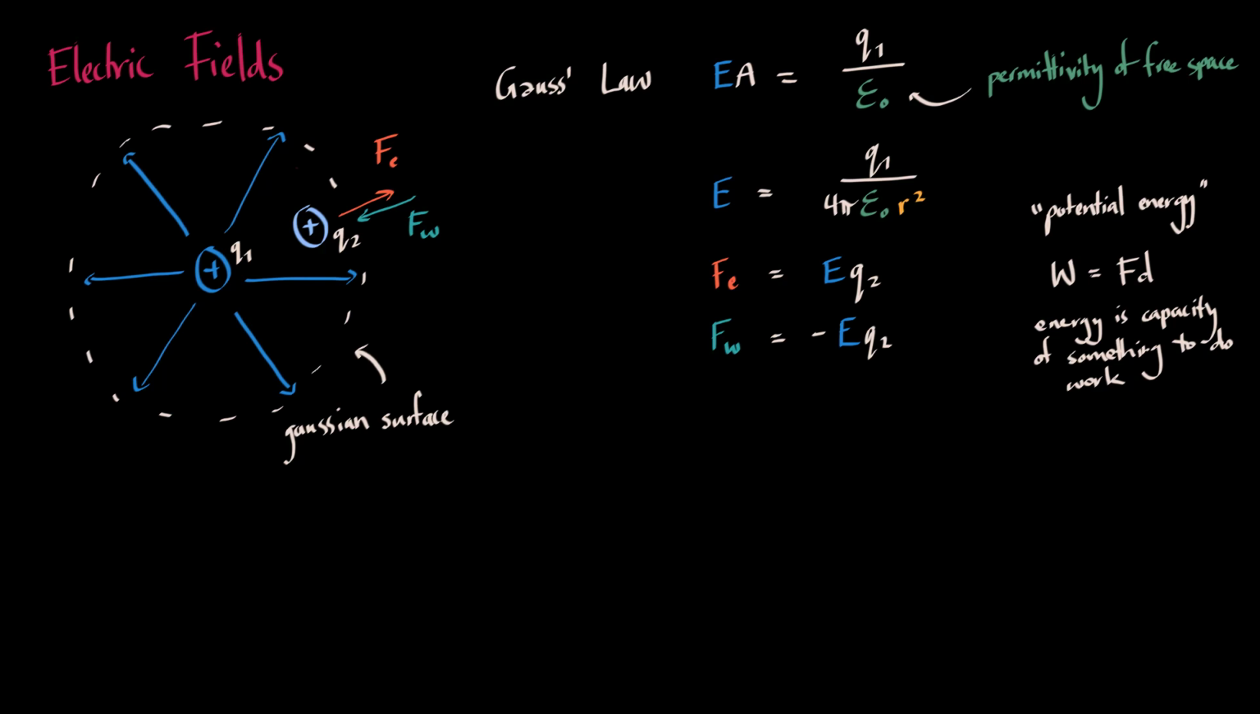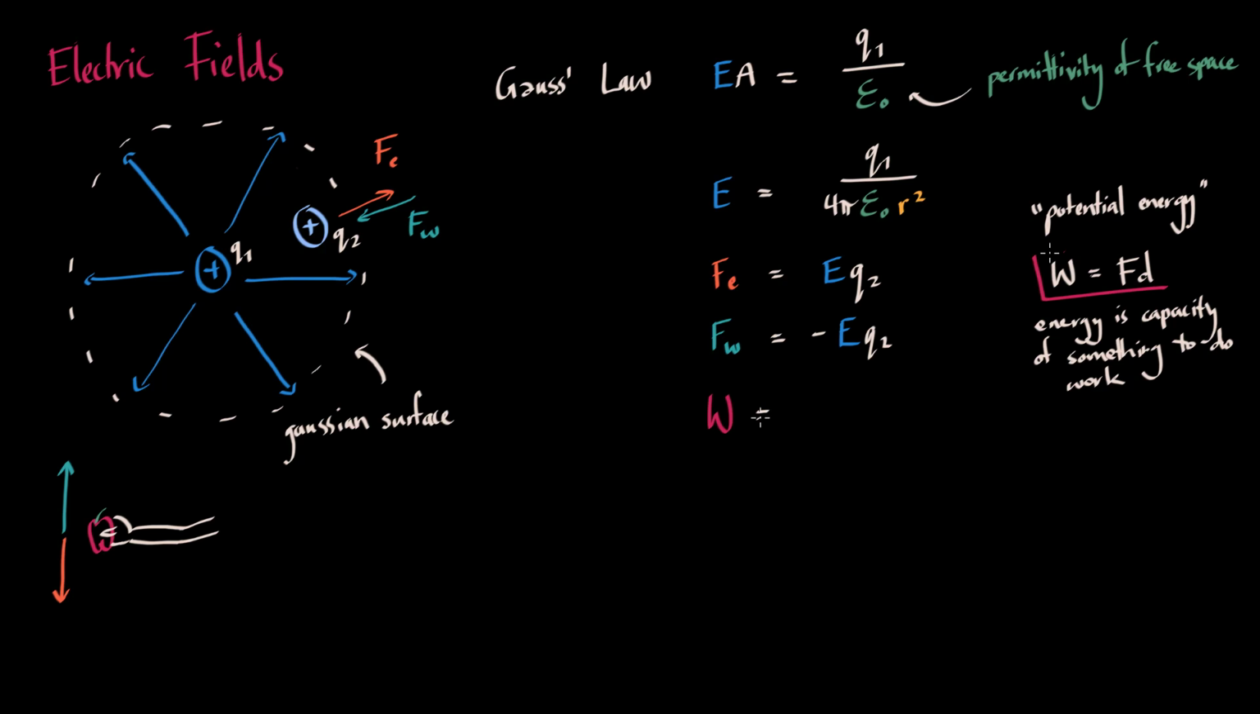As an analogy, consider an apple held above the ground. Some work is done to counteract the force of gravity, and this work is equal to the stored gravitational potential energy of the apple. The only difference is in our case, we're dealing with a repulsive electric force, not an attractive gravitational one.